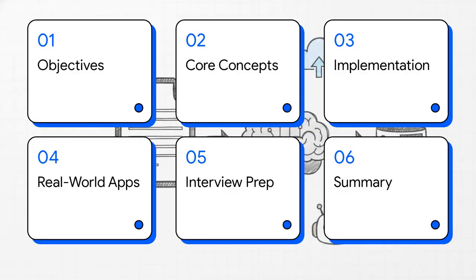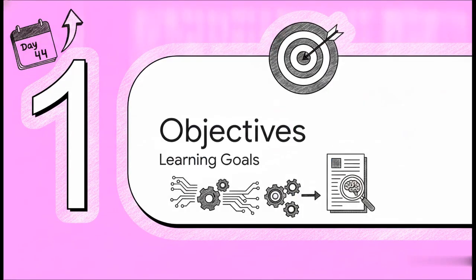Here's our roadmap for today. We'll be looking at 5 key areas: AI Resume Analyzer objectives, core concepts and workflow, step-by-step implementation, real-world industry applications, and finally, some practice and interview prep to get you completely ready for the real deal. All right, kicking things off with Section 1, AI Resume Analyzer Objectives.